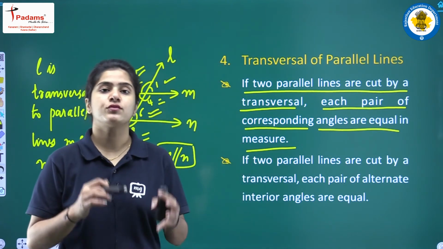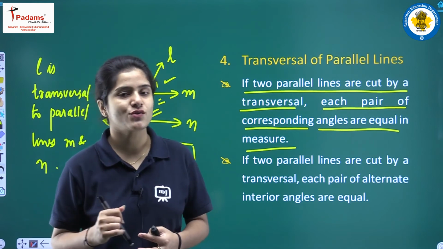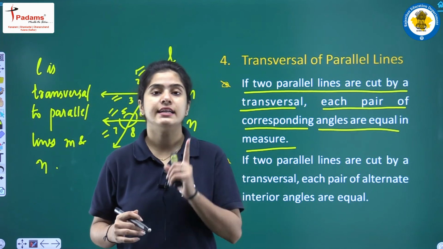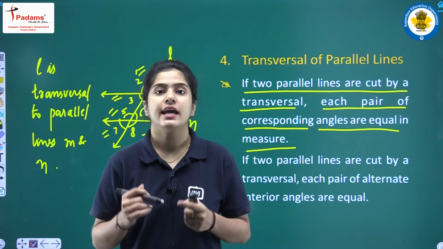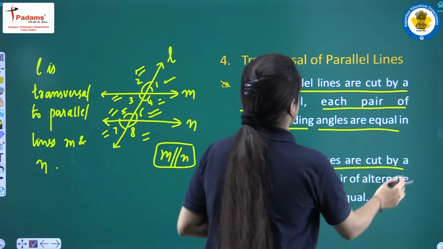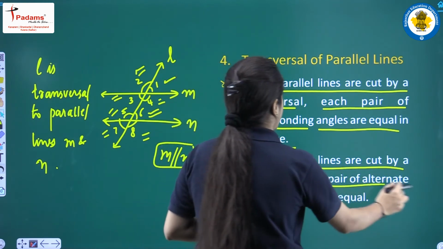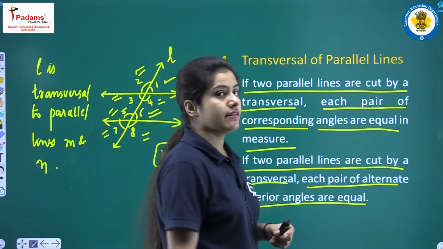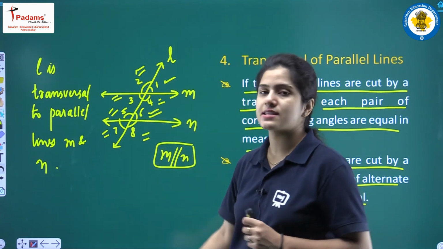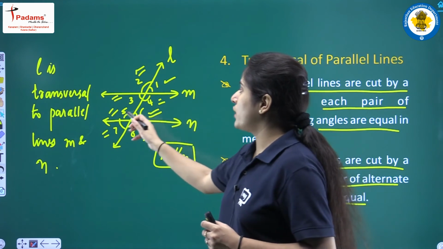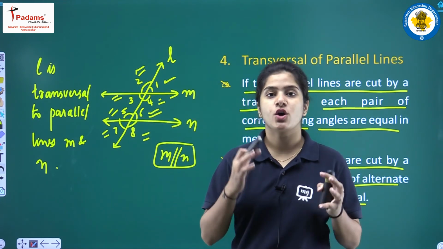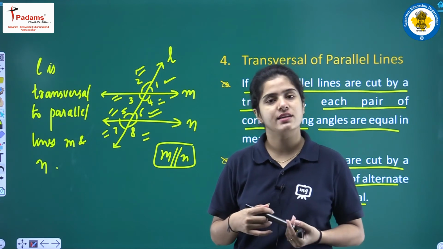Now students, if the parallel lines are cut by the transversal, then what angles? Alternate interior angles will be equal in measure, okay students. So if two parallel lines are cut by a transversal, each pair of alternate interior angles are equal. It means that 3 and 6 are equal to each other and 4 and 5 are equal to each other. Why? Because these two are the pairs of alternate interior angles, okay students.